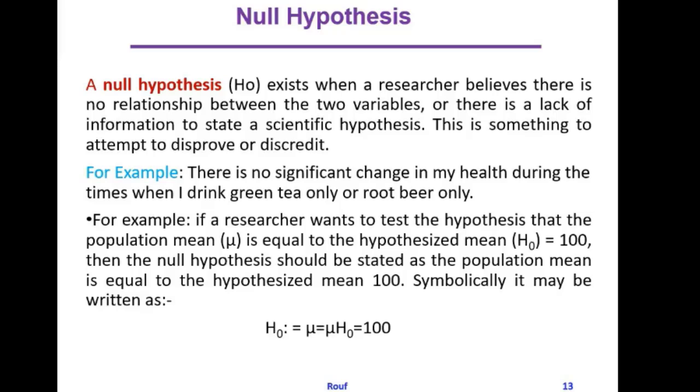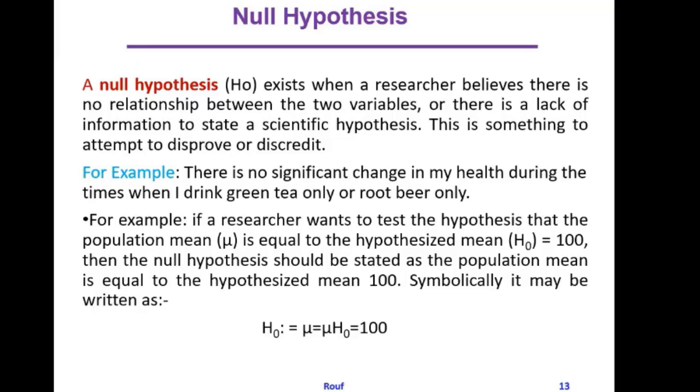Null hypothesis. A null hypothesis exists when a researcher believes there is no relationship between the two variables, or there is a lack of information to state a scientific hypothesis. There is something to attempt to disprove or discredit. In a very simple way, when a researcher believes there are no significant differences between the variables, this is called a null hypothesis. For example, there is no significant change in my health during the time when I drink green tea only or root beer only.